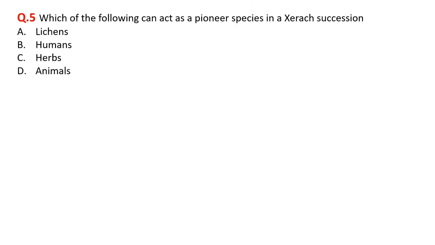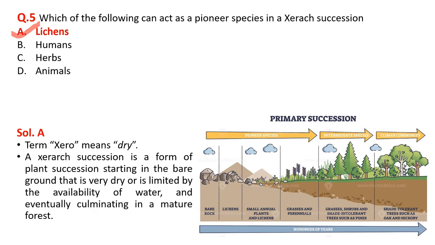So let's read the next question. Which of the following can act as a pioneer species in Xeric succession? So here the options are lichens, humans, herbs and animals. So if you see, the correct answer is option A, that is lichens. So let's understand the explanation of this. So first let's understand the meaning. Pioneer species are an important species. So what is the meaning of the term Xeric succession?